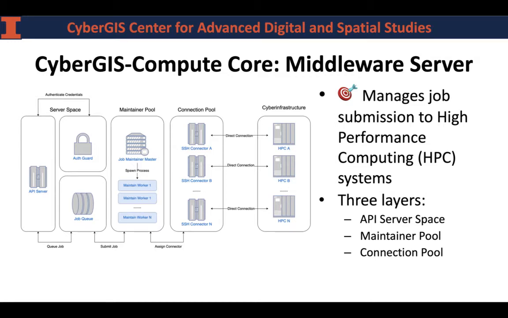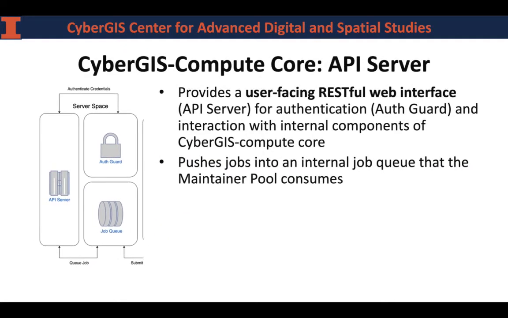So it has three layers. You can think about it as having the API server layer, the middleware pool layer, and the connection layer. I'll talk about each of these in a minute. The API server essentially provides a RESTful web interface, a user-facing API for authentication, so that all the user requests are authenticated.